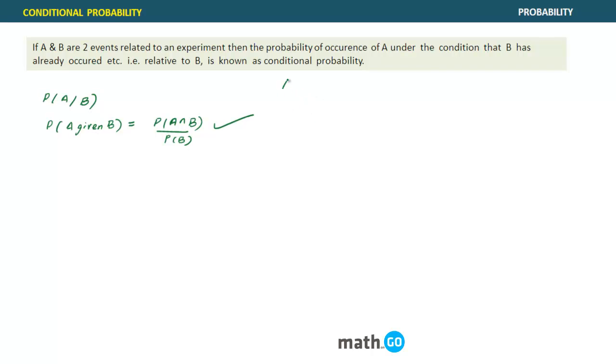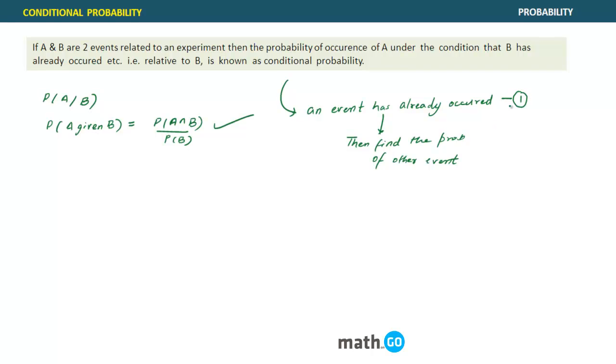So how do you have to check it here? An event has already occurred. It has already taken place, right? If this has occurred, then find the probability of the other event. This is what is meant by conditional probability. This is what you have to solve. So this is where event 1 has already occurred. Now you want to find the probability of event 2 when this has already occurred. This is what is called conditional probability.